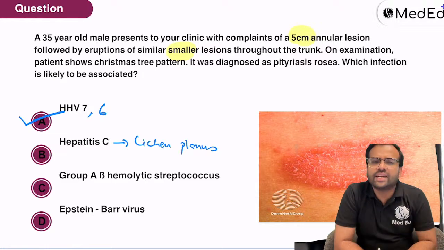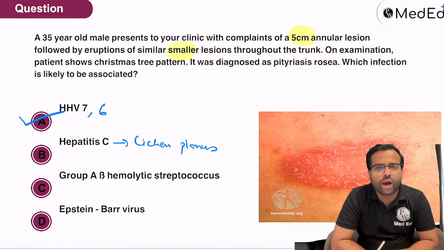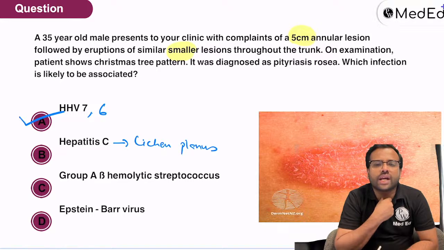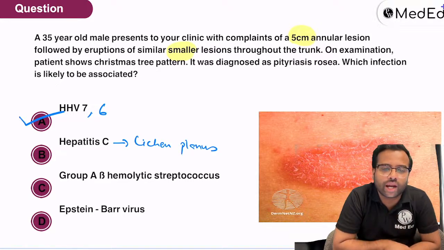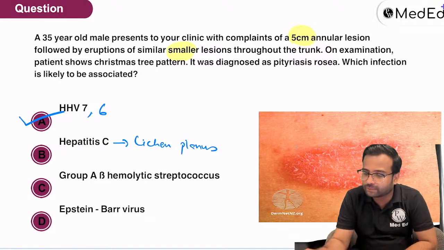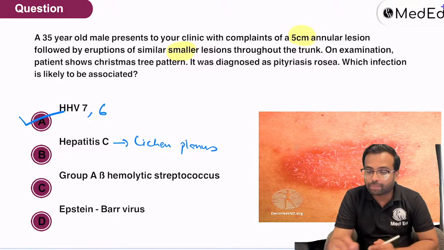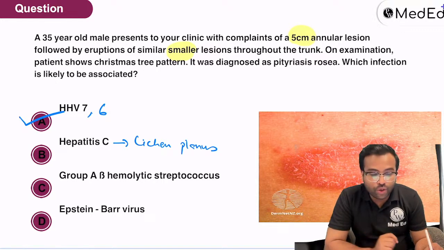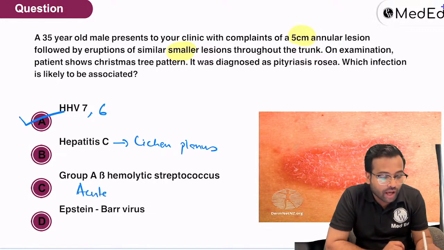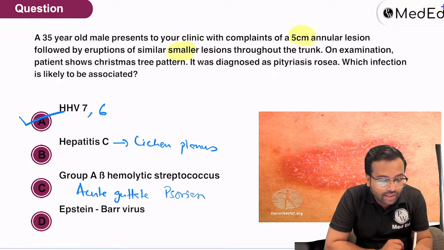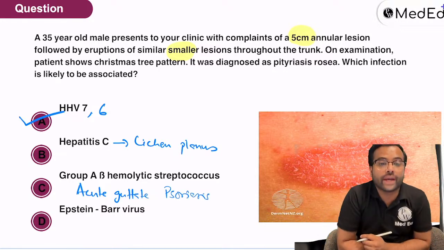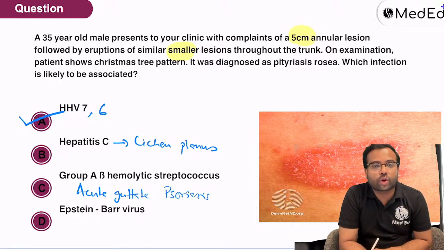And is there any disease, especially a papillosquamous disease, which can be associated with a group A beta hemolytic streptococcus? Anyone? Streptococcus. Remember acute guttate psoriasis? So psoriasis is associated with group A beta hemolytic streptococcus.